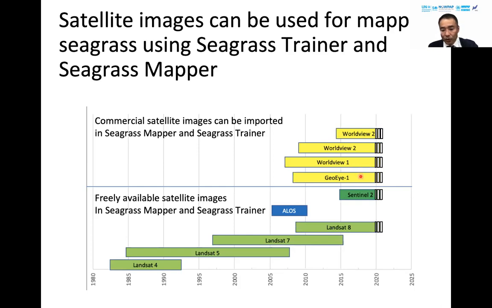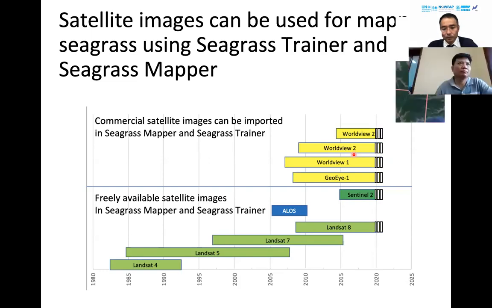If you want to do a fine-scale mapping of seagrass habitat, you may need to purchase some commercial satellite images, such as GeoEye-1, WorldView-1, 2, and WorldView-3. Sorry, this is 3. So it means that you can upload the images you purchased, and when you do this upload work, you need to also upload the metadata information to the cloud.